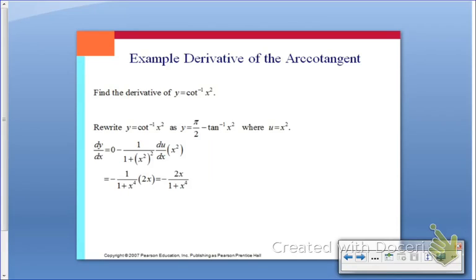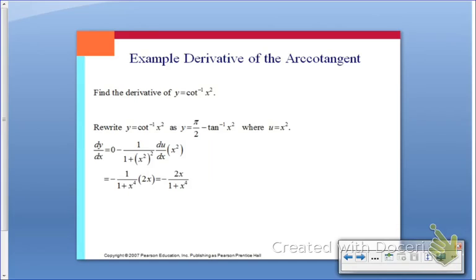Here's another example. This is using inverse cotangent. Again, we don't have to go through and solve every single problem, but I'll show you some other examples as well. This one is using inverse cotangent of x squared. This one is showing using what we just looked at, which is the equivalent to it.